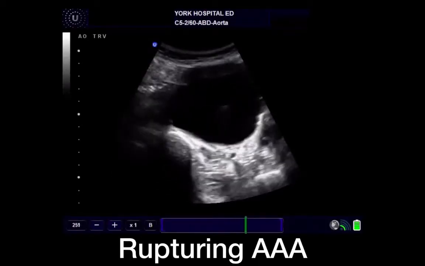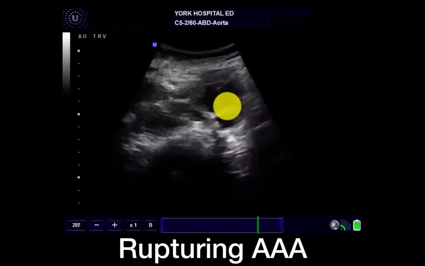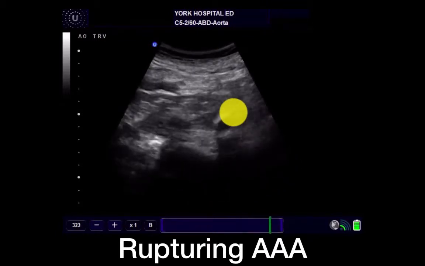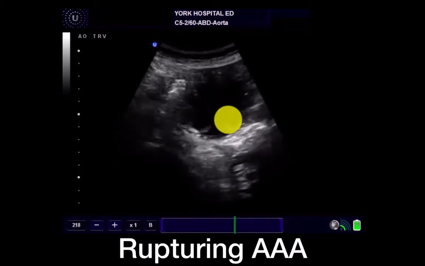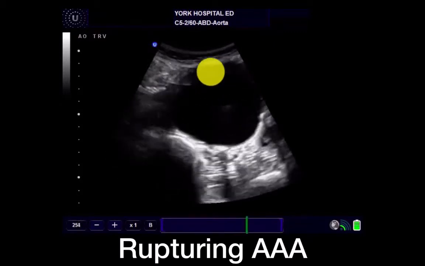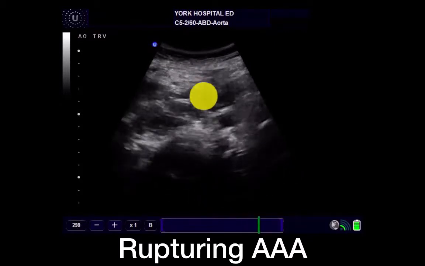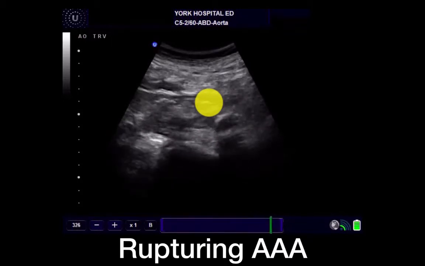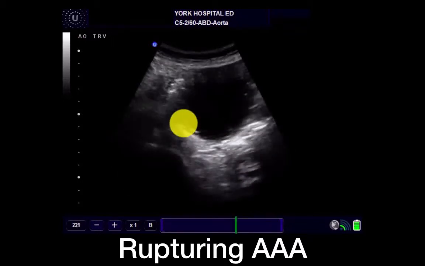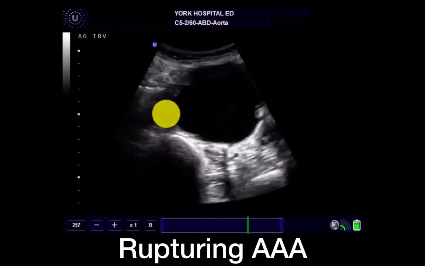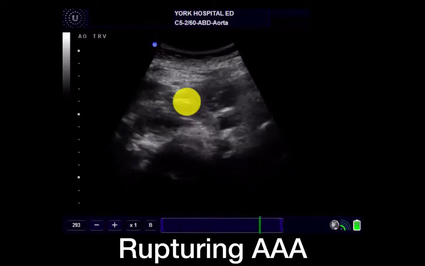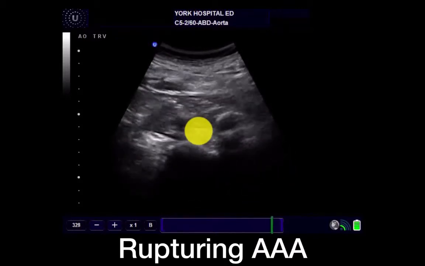All right, a couple examples. It's a large AAA. You can see as we go through the clip, big space, unusual shape to it initially, and probably maybe a little defect over there, hard to tell, definitely some retroperitoneal hematoma in there.